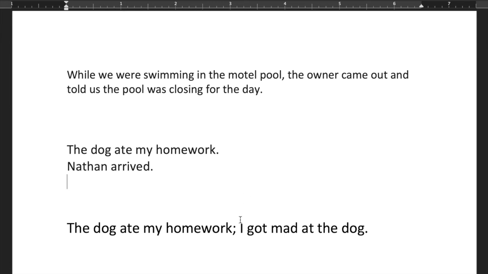Why? Because it passes all the tests. We have an SVO on this side, SVO. We have an SVO on this side, SVO. I, subject, got mad, verb, the dog, object. Okay? And it also passes the final test of semicolons, which is the subject matter has to be the same for both sentences. Like it has to be related. That's a better way of saying it. So again, I'm getting a few people now and then making this mistake. The dog ate my homework.